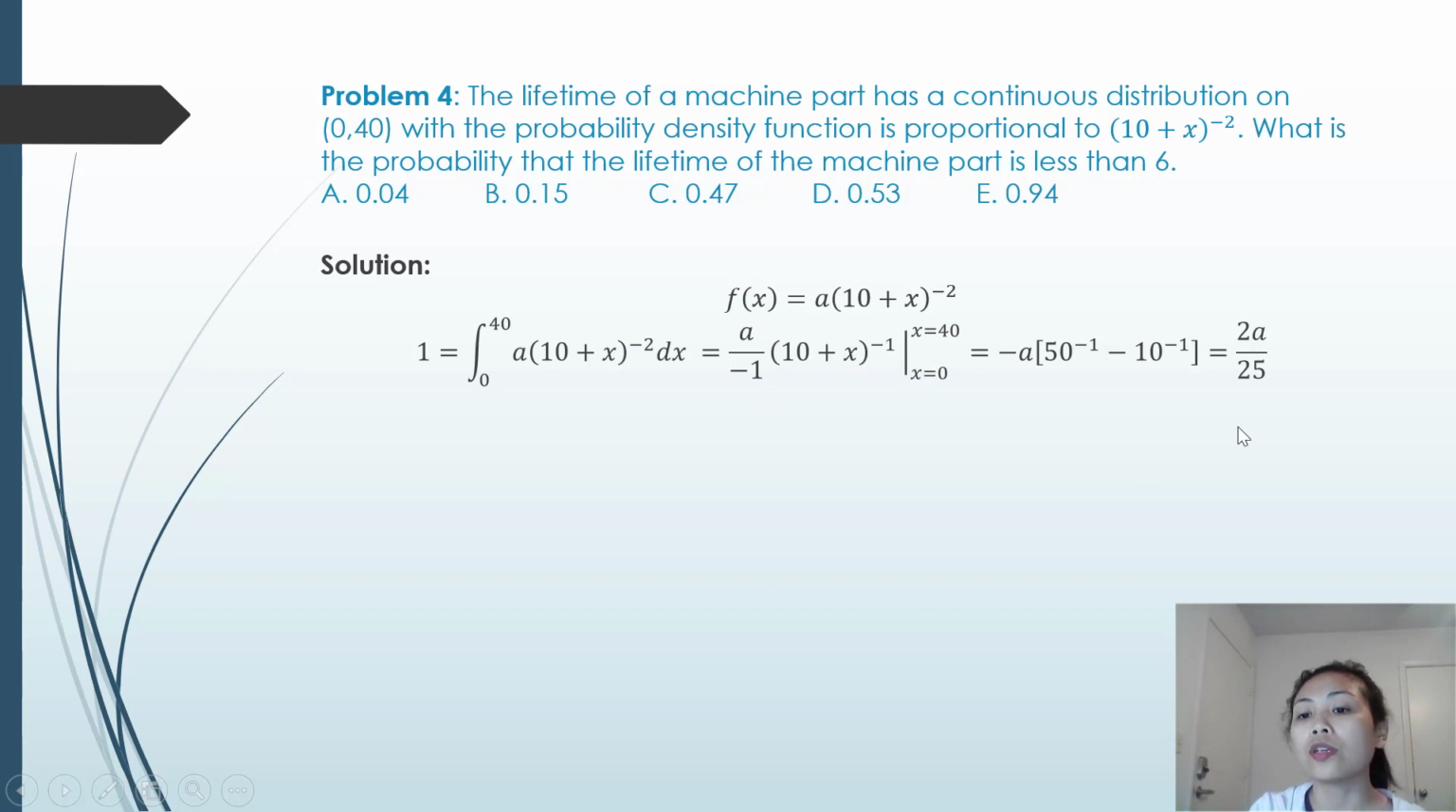Consider from 0 to 40. And this integral is equal to 2a over 25. So basically 1 is equal to 2a over 25. From here, we are able to find a is 25 over 2.